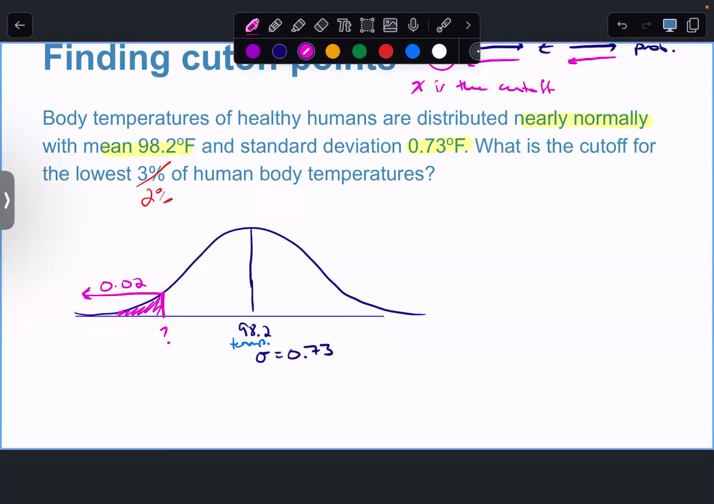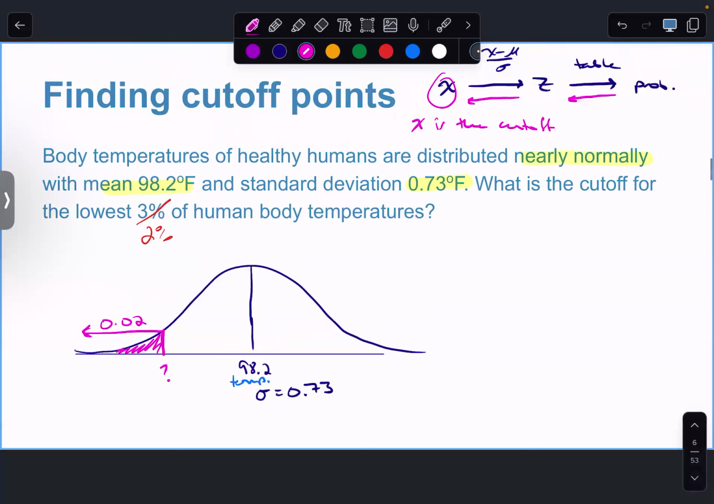That means that, looking at my pendulum here, I have an area under the curve. I'm going to use the table to turn that into a Z.